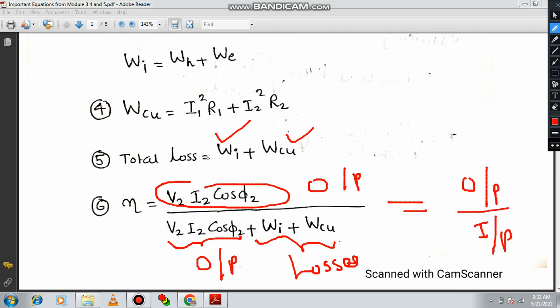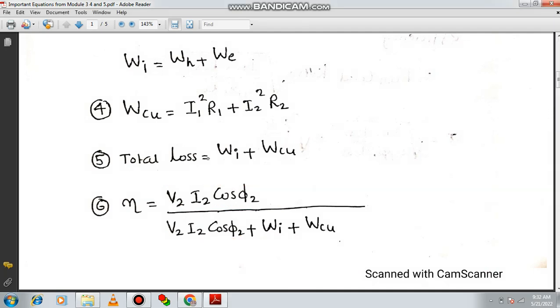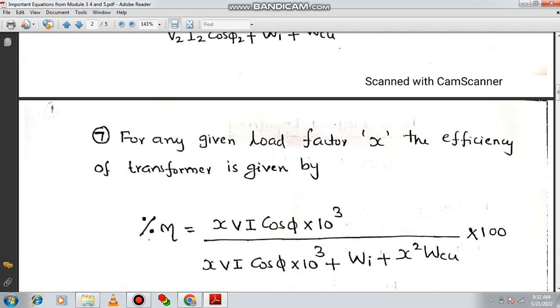If you are having any confusion, you can put it in the comment box. Eta means efficiency. Efficiency means output divided by output plus losses. Output plus losses means input. Please remember this formula, so there is no need to learn it by heart. Wi plus WCU means losses, right? So this is the formula. Please do remember this, and you can expect a numerical example.